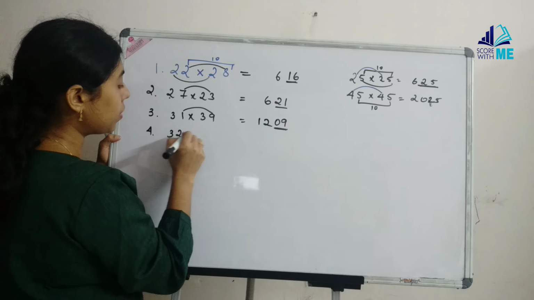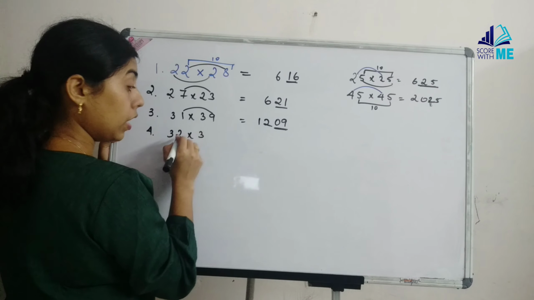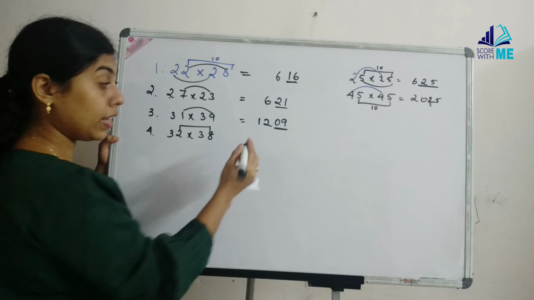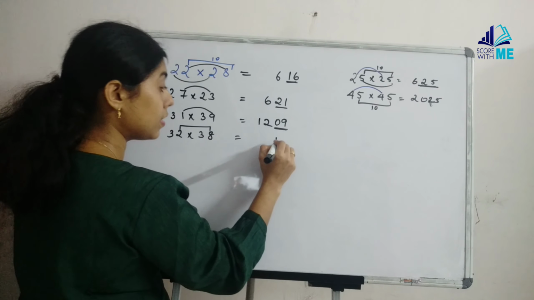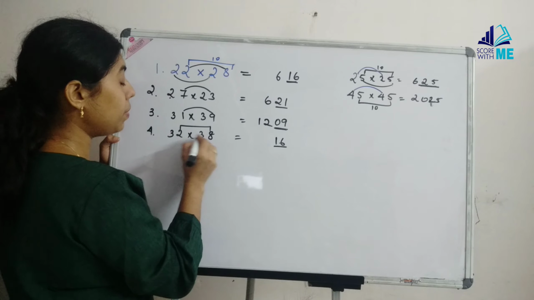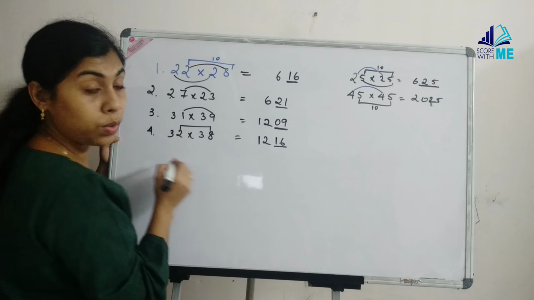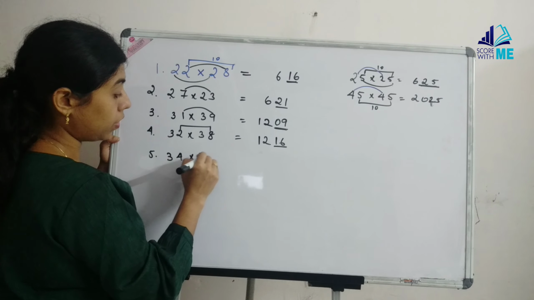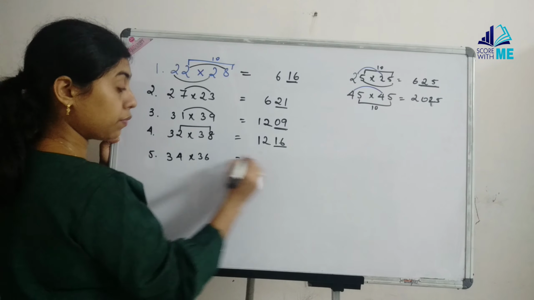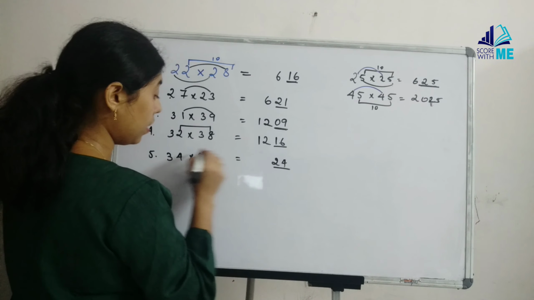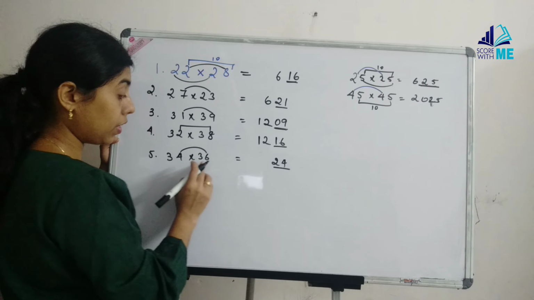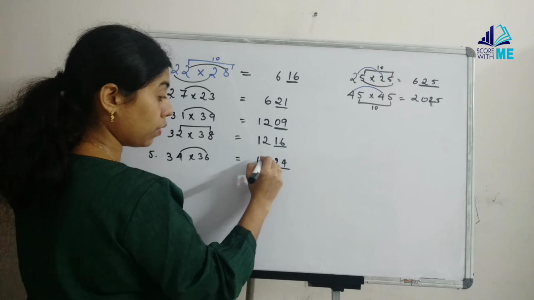Let's go with some more. 32 into 38. 2 plus 8 should give us 10. Only then we'll get the product here. 8 2s are 16. The number will be 3 4s are 12. So 1216. We can have 34 into 36. Again 6 4s are 24. 4 plus 6 is 10. And the tens digits are the same. So 3 into 4, 3 4s are 12.